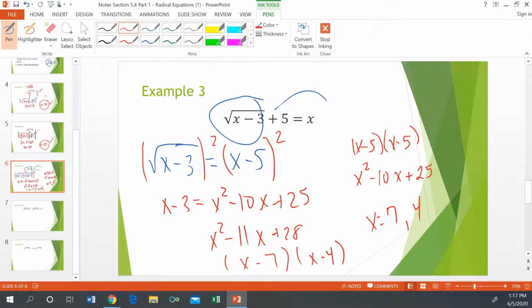Again, remember what I said, you have to go back and check. 7 minus 3 is 4. The square root of 4 is 2. 2 plus 5 is 7. 7 works. Now we plug in 4. 4 minus 3 is 1. The square root of 1 is 1. 1 plus 5 is not 4. So 4, if you remember that word, is extraneous. So x equals 7 is my only solution.